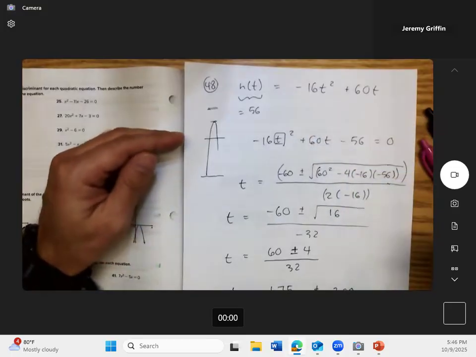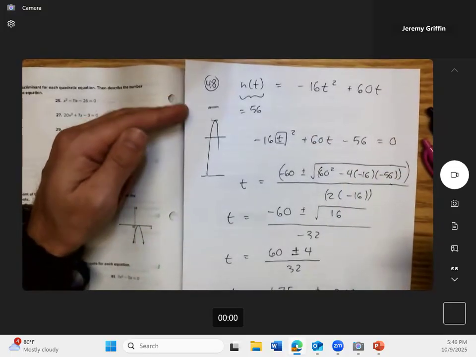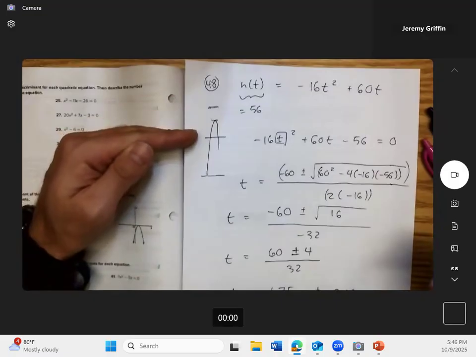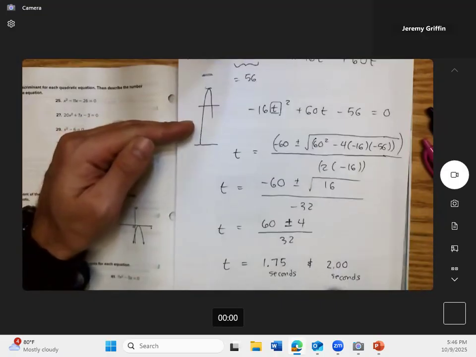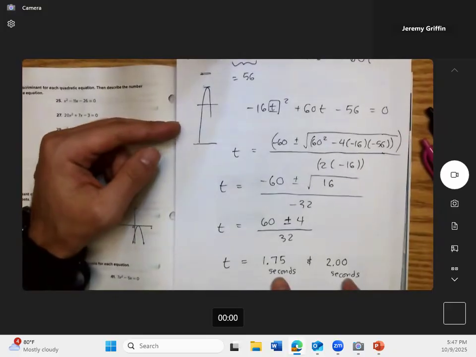Now from the outside, I didn't know. Maybe it never reaches 56 feet. Maybe it just barely does. Maybe it crosses 56 feet and comes back down, which is exactly what ended up happening. That's why we're getting two solutions.